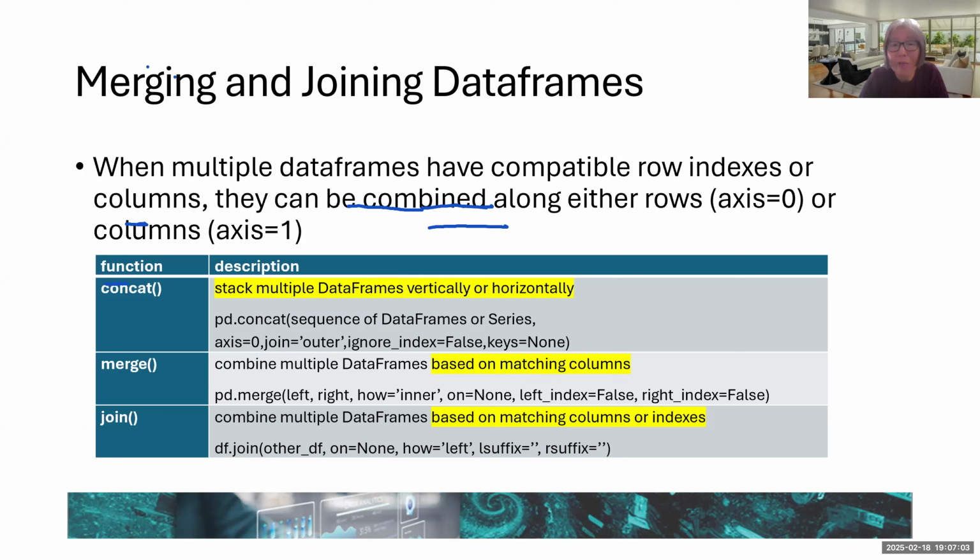The second is the merge function. Merge combines multiple data frames based on matching columns. So they need to have some matching columns so that they can be merged together. Here it also gives the index. Later on, when we examine the examples, we can have some better understanding. The third one is join. Join combines multiple frames based on matching columns or index. It's kind of like a database join.